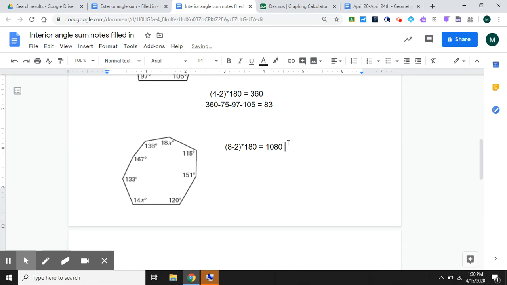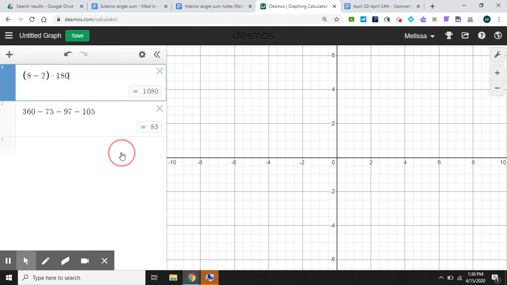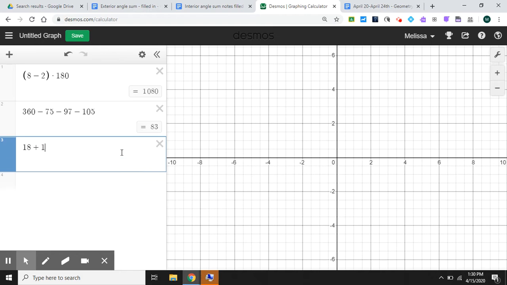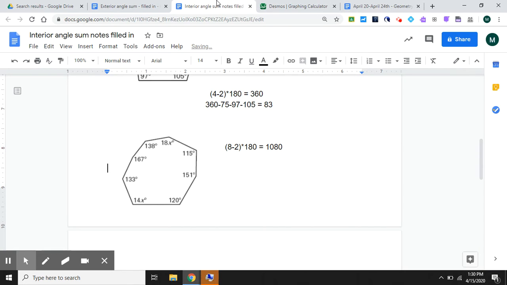Alrighty, and from here, we're going to need to set up an equation. I like to go through and add up all my numbers and then add up all my variables. Or I guess we could add up the variables first. So I have an 18x and a 14x. So if I just go over here and add up 18 plus 14, that's 32. So that's going to give me 32x. And then I've got my numbers.